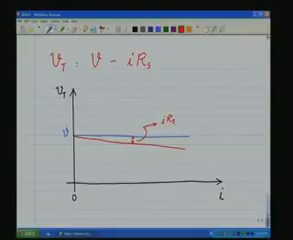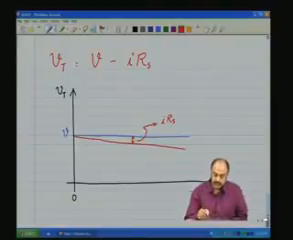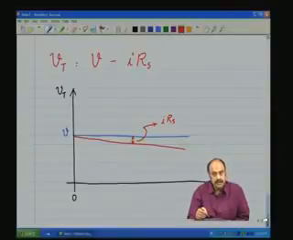So therefore the goodness of a voltage source can be quantitatively measured by looking at the IV characteristic. The more horizontal the IV characteristic, the better the source. Which means the more horizontal it is, the IRs drop is small, and therefore Rs is small, and therefore it's a better source compared to one which has a much higher droop.